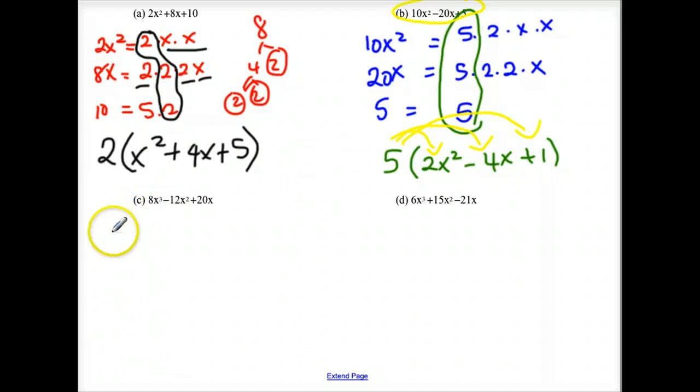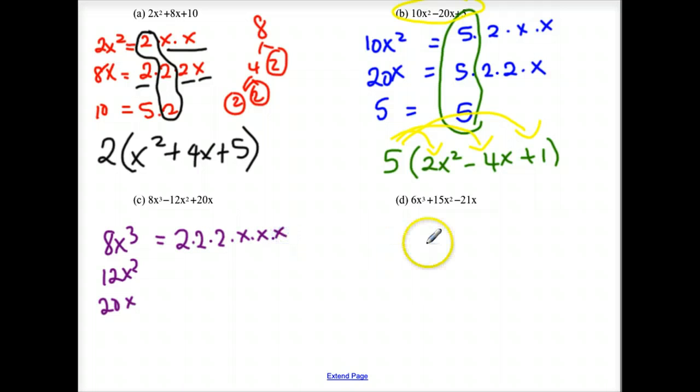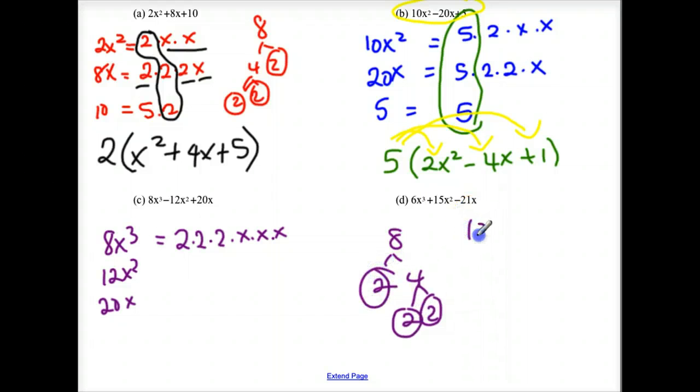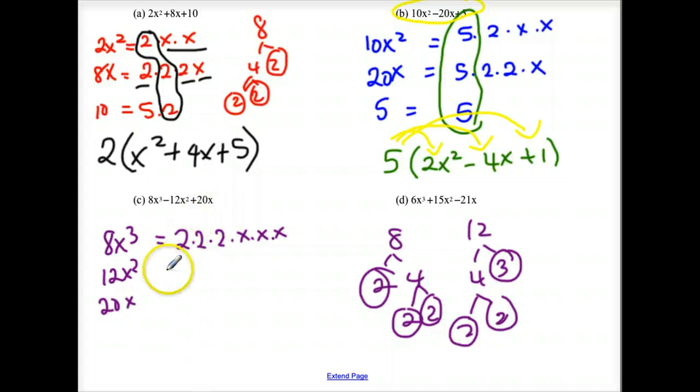Moving along to C, I want to take every term again. 8x to the third, 12x squared, 20x. 8 is 2 times 2 times 2 times x times x times x. So really quick, I'm going to write it here and then take it off. 8 broken down is 2 times 4, and then 4 is 2 times 2. So that's where that came from. 12 is 4 times 3. 3 is prime, and then this becomes 2 times 2. So 12 is actually 3 times 2 times 2 times x squared.